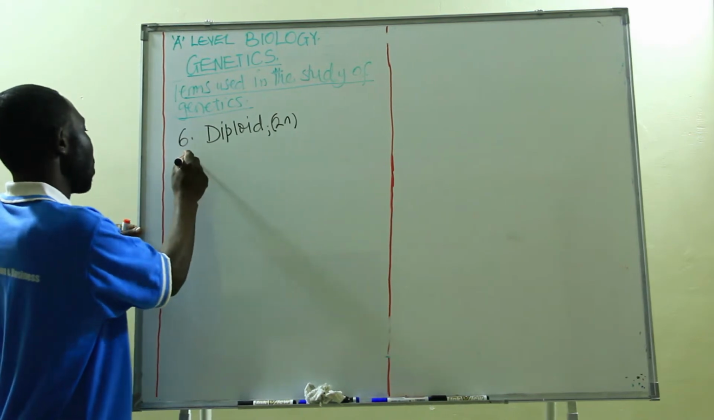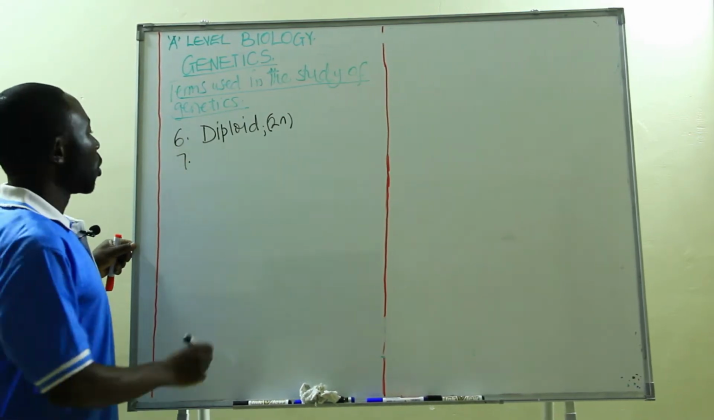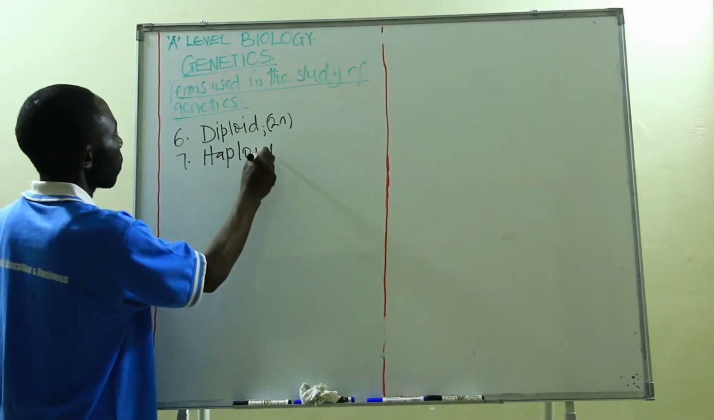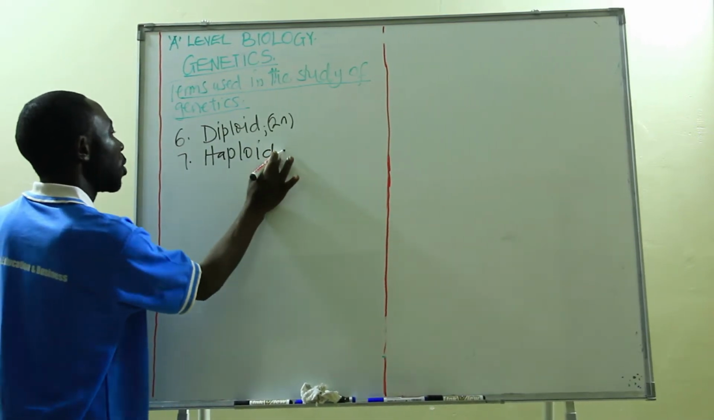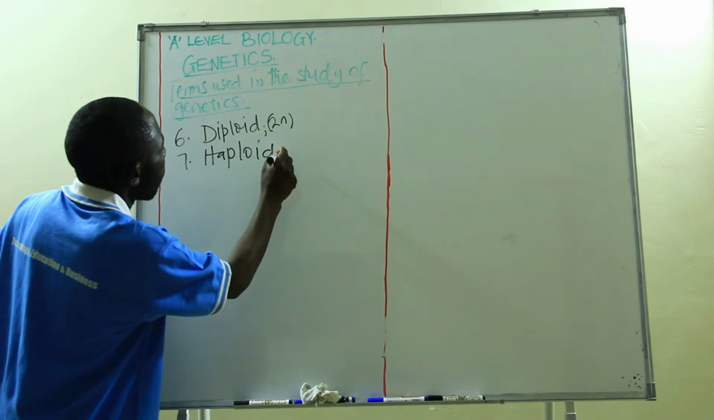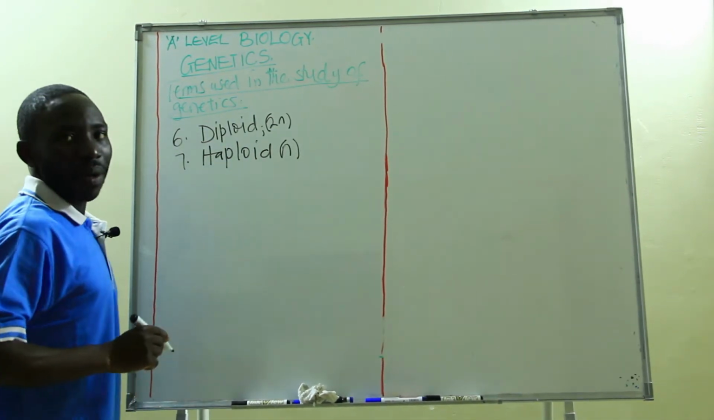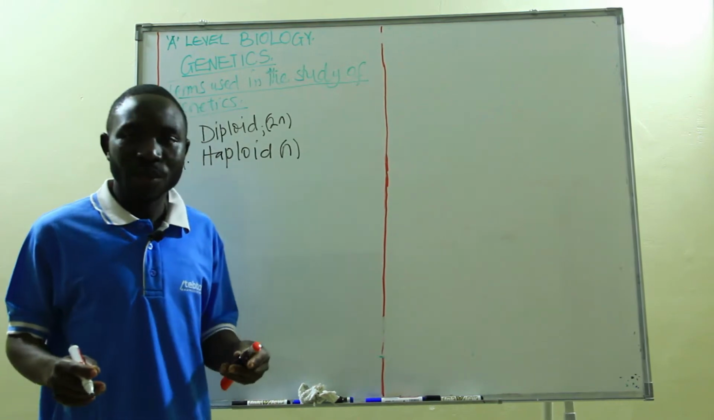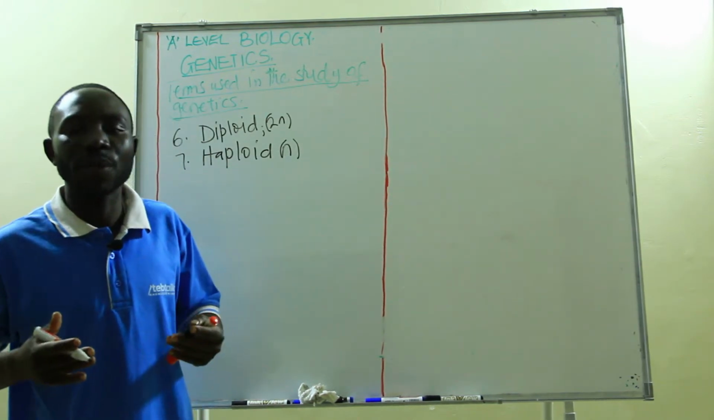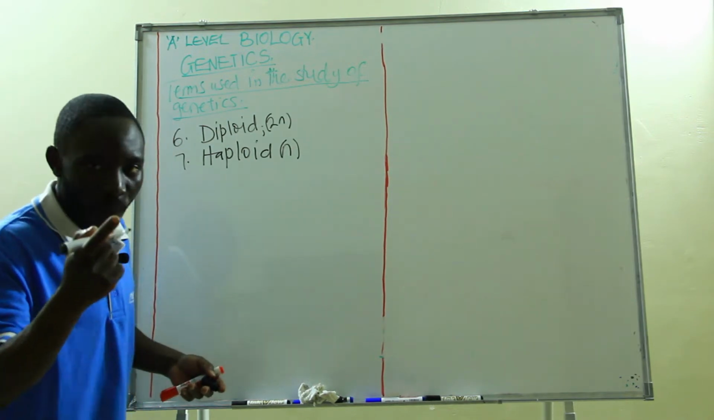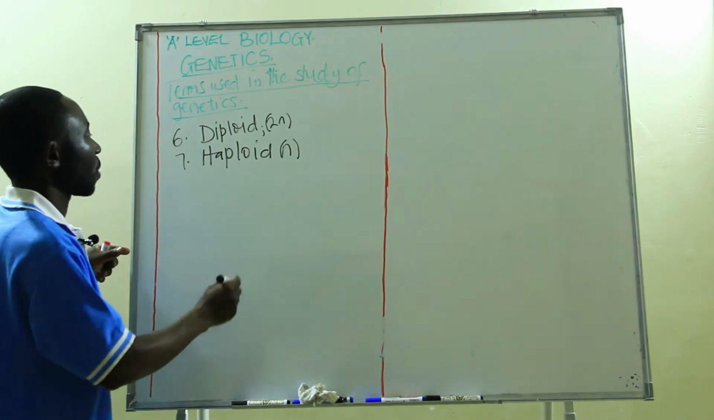The other terminology, which is number 7, is haploid. Haploid, also written in short as N. Haploid describes a condition of a cell which possesses one set of chromosomes.